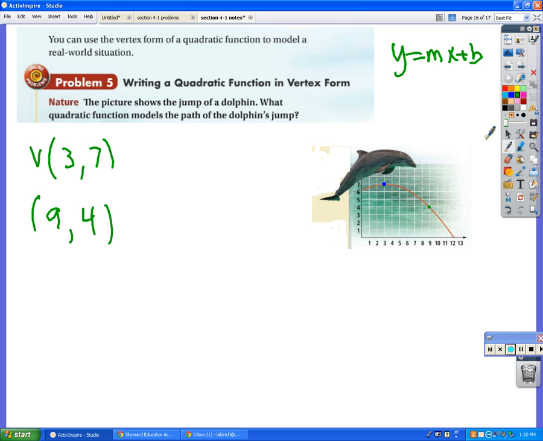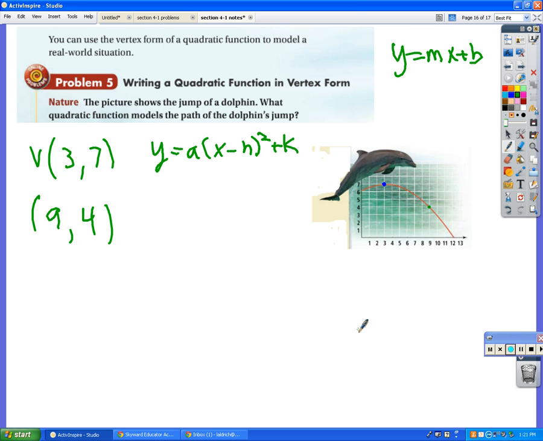So we are going to take the vertex form of the equation, y equals a times (x minus h) squared plus k. And I'm going to put in a value for y. I'm going to put in a value for x. I'm going to put in a value for h. And I'm going to put in a value for k. And then I'm going to use that to solve for a. So it's the same thing as the y equals mx plus b, but it's a little bit more complicated because it's a parabola instead of a straight line.